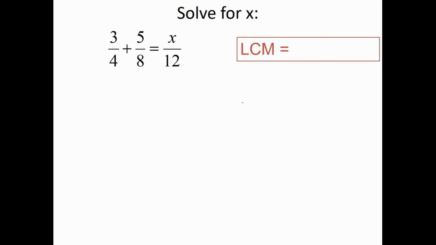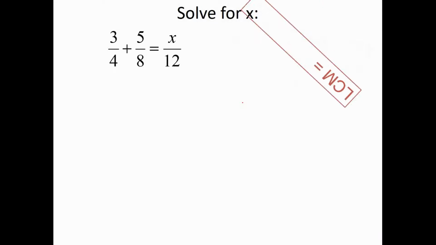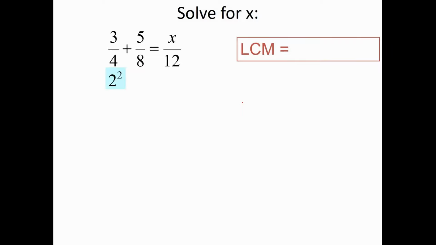Another example. Let us solve for x. So, we have 3 over 4 plus 5 over 8 is equal to x over 12. So, we get the least common multiple. And to have the least common multiple, gawin natin siyang i-reduce natin ang denominator since lahat naman sila is divisible by 2. So, 2 raised to 2 is 4. 2 raised to 3 is 8. 12 is 2 squared times 3 because 4 times 3 is 12 and 4 is equal to 2 raised to 2.